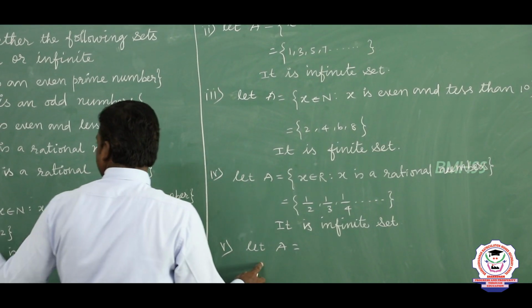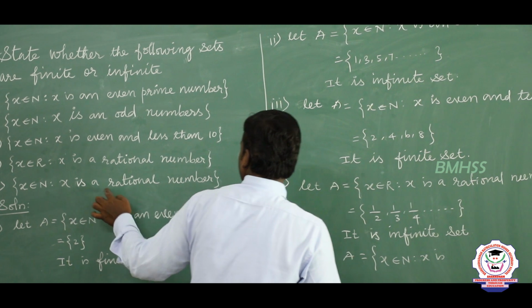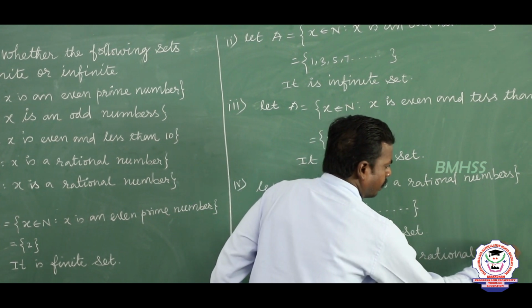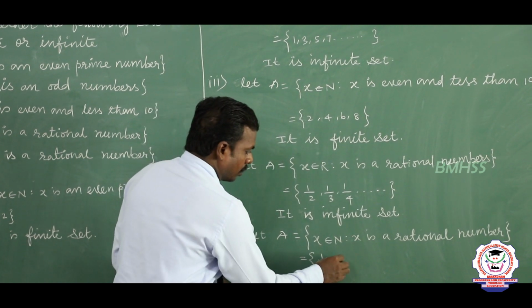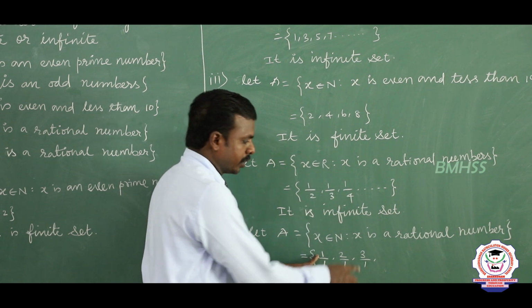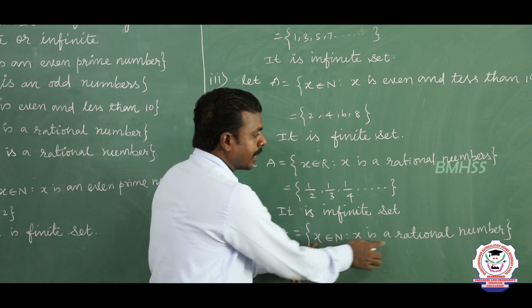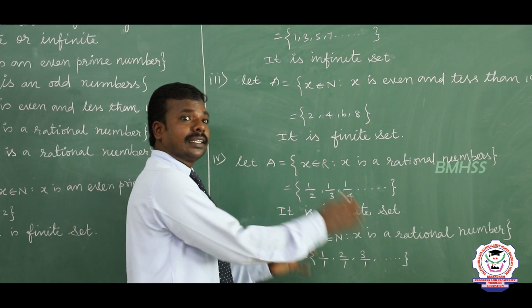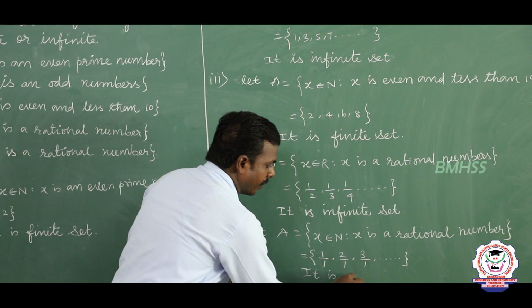Fifth subdivision, let A be the set x belongs to N, where x is a natural number and x is a rational number. Listen, very simple. For example, 1 by 1 is a rational number, 2 by 1 is also rational, 3 by 1 is also rational. 1 by 1 is 1, 2 by 1 is 2, 3 by 1 is 3, which are natural numbers. Your value of x should be a natural number, but at the same time it is rational. That is why I have written 1 by 1, 2 by 1, 3 by 1. It goes on, so there are infinitely many elements. So it is an infinite set.